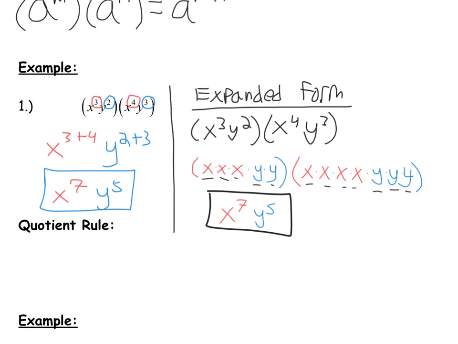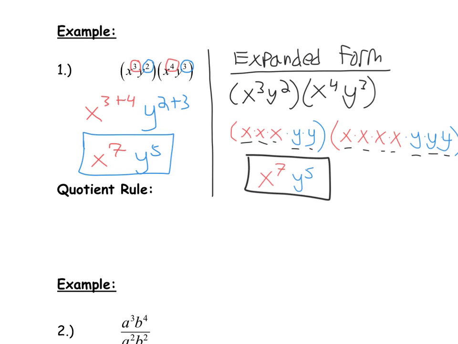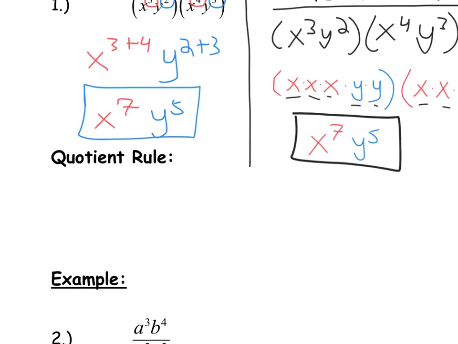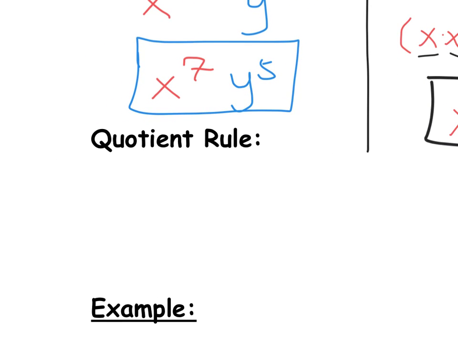So if you want to take the shortcut and do the rule, that is fine. Just remember that you have to remember that rule. Okay, good. So either way, the expanded form takes a little bit longer, but you still get the same answer. In my opinion, that's a more sure way until you get really used to exponents of how to get the correct answer. Okay, moving on to quotient rule.